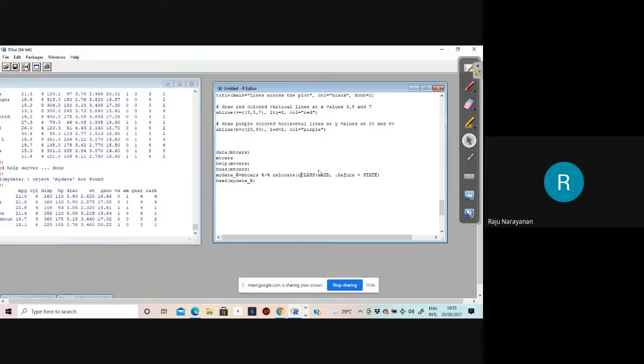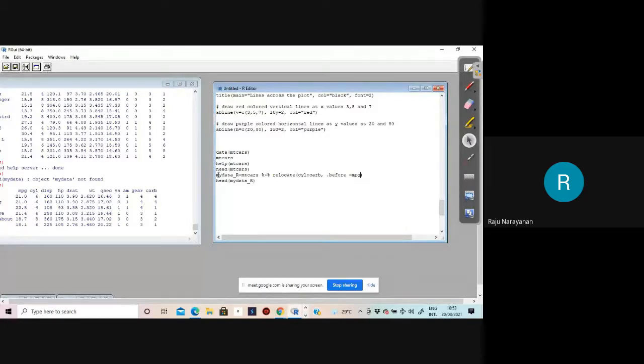CYL to carb. Understand? That is from cylinder to carburetor. This one before MPG, dot before MPG. Sometimes it may create a problem. No problem. Let me check whether it will create a problem or not.